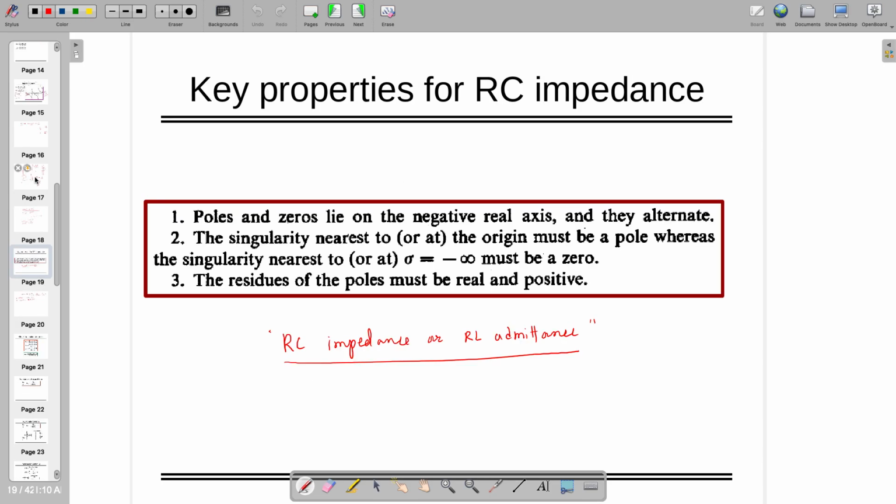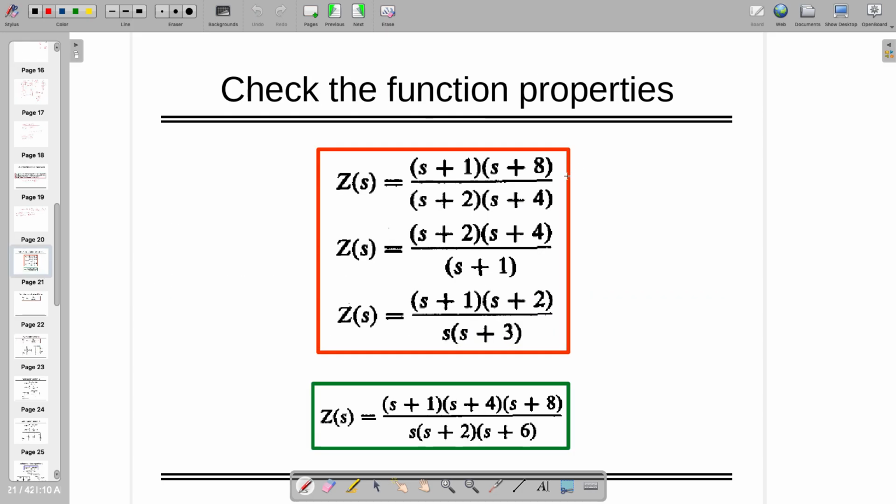Now there are some properties, as we have told, right? Three properties are there, so the poles and zeros have to be on the negative real axis, and they have to be alternate. If they are not alternate, you cannot synthesize an RC, RL or LC function. So using these three properties, you have to tell me what about these four functions? Are they synthesizable using RC impedance and RL admittance? Is it possible? First, first no. Okay.